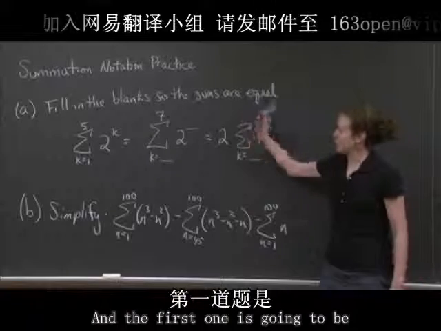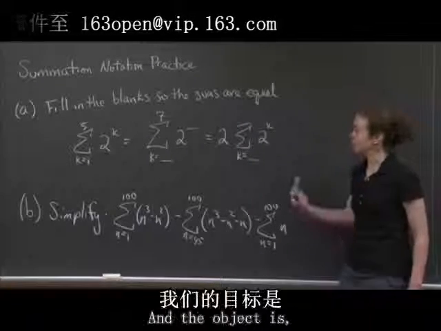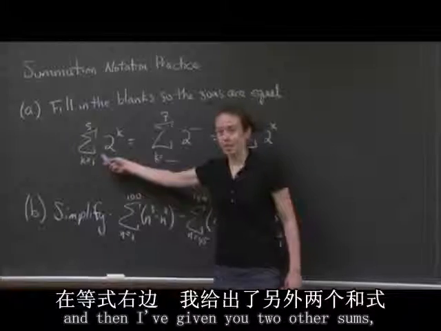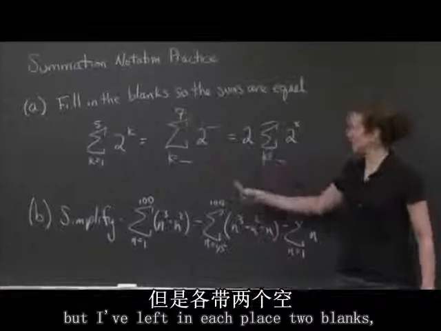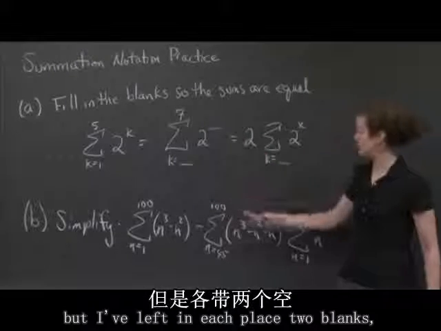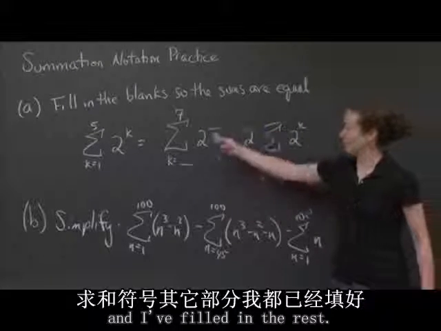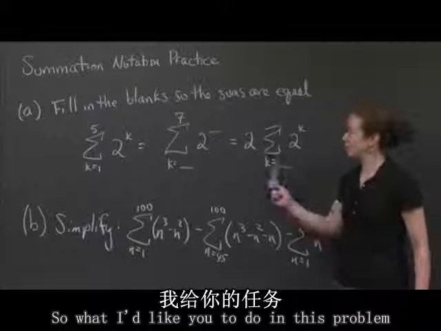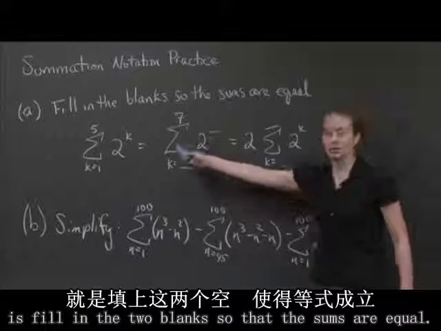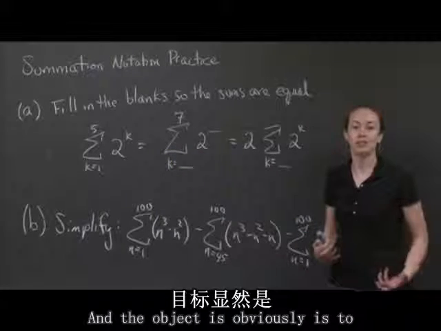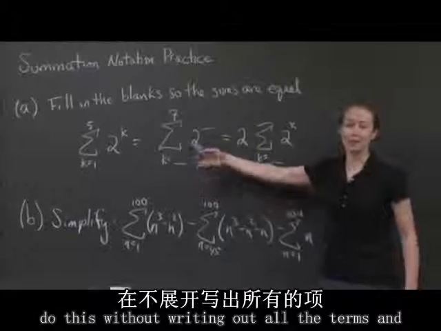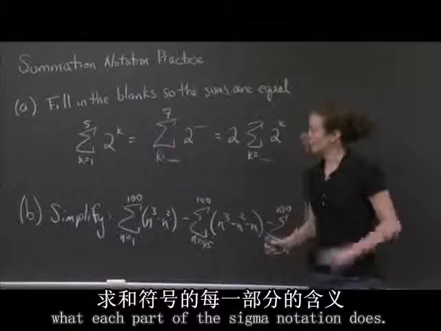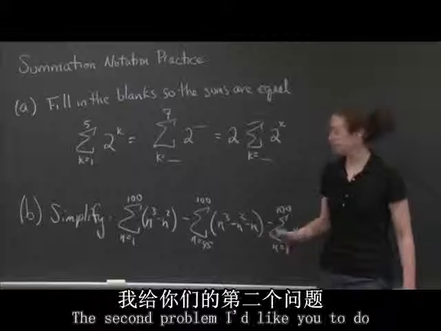And the first one is going to be a fill-in-the-blanks type of problem. I've given you a sum on the left-hand side. And then I've given you two other sums, but I've left in each place two blanks. And I've filled in the rest. You have enough information to fill in the two blanks. So what I'd like you to do in this problem is fill in the two blanks so that the sums are equal. And the object is obviously to do this without writing out all the terms and adding up and then going backwards. So you really want to try and understand what each part of the sigma notation does.